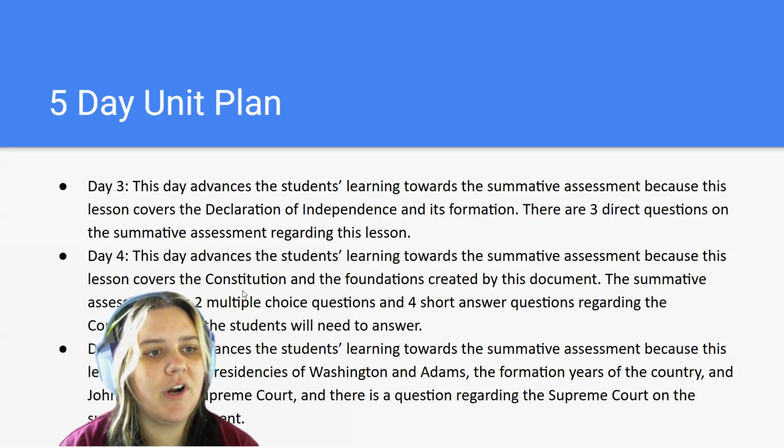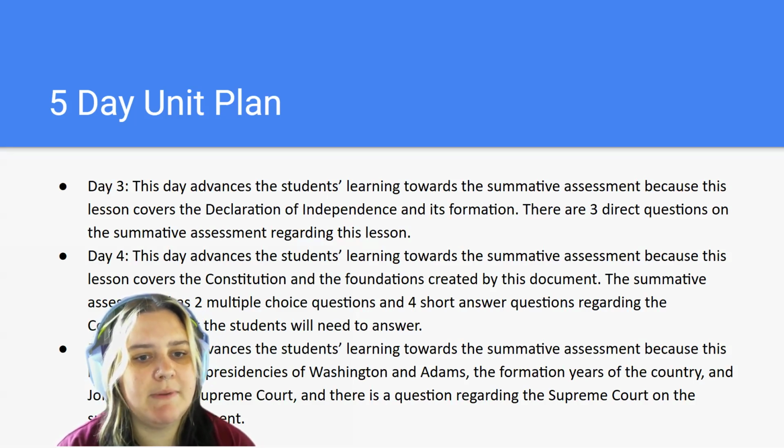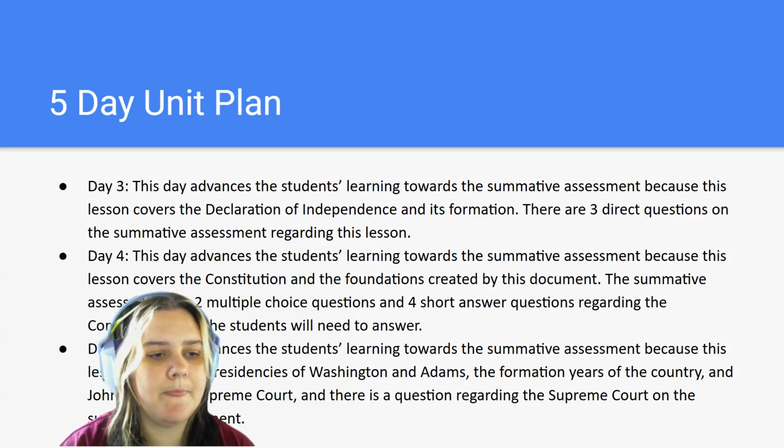And then for day three, this day advances the students' learning towards the summative assessment because this lesson covers the Declaration of Independence and its formation. There are three direct questions on the summative assessment regarding this lesson. An example of this was, what year was the Declaration of Independence signed?